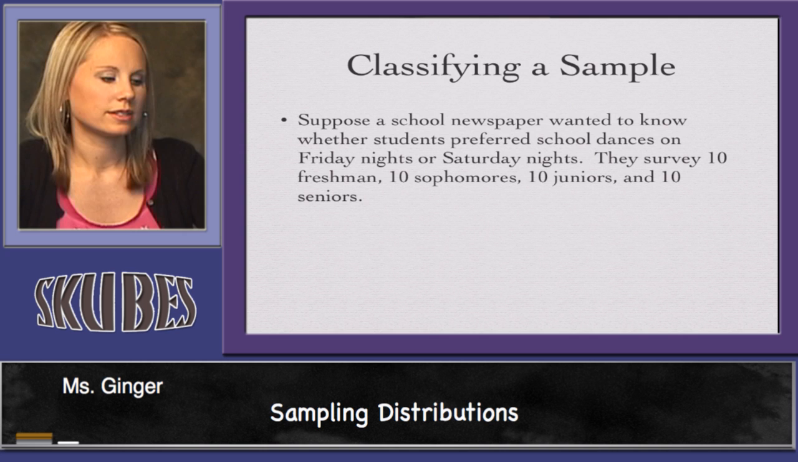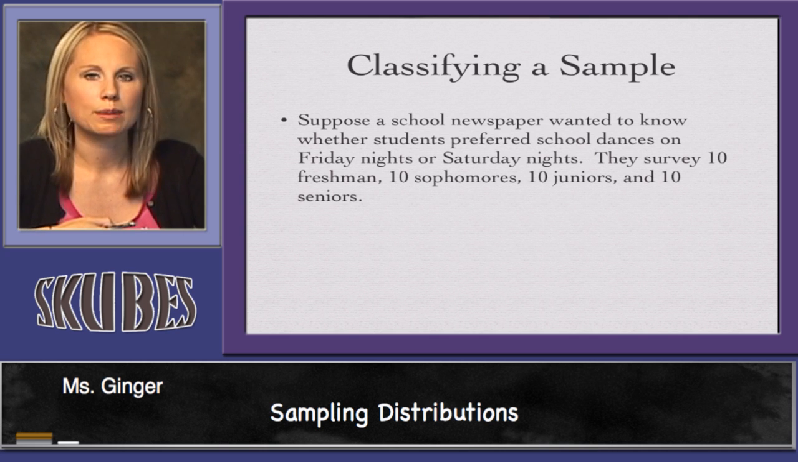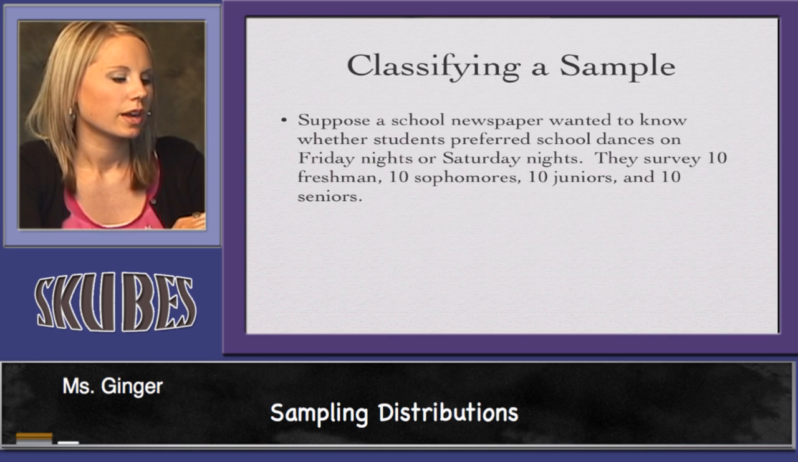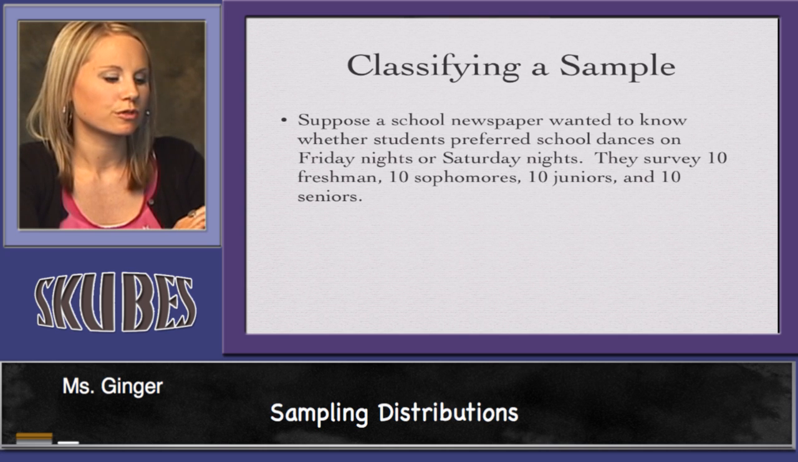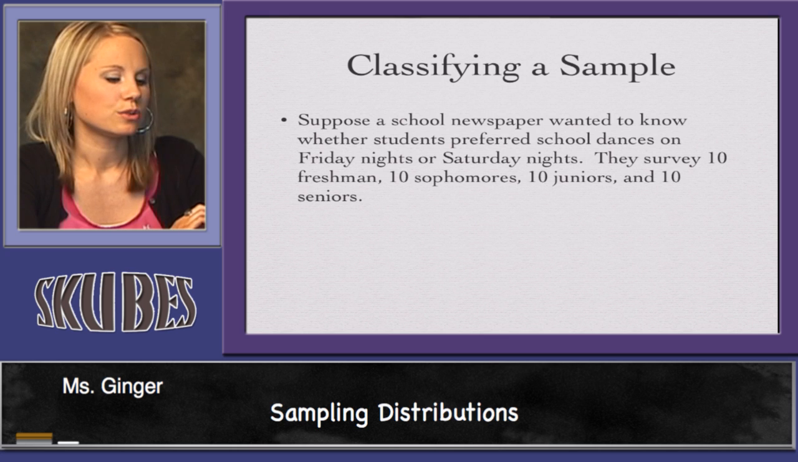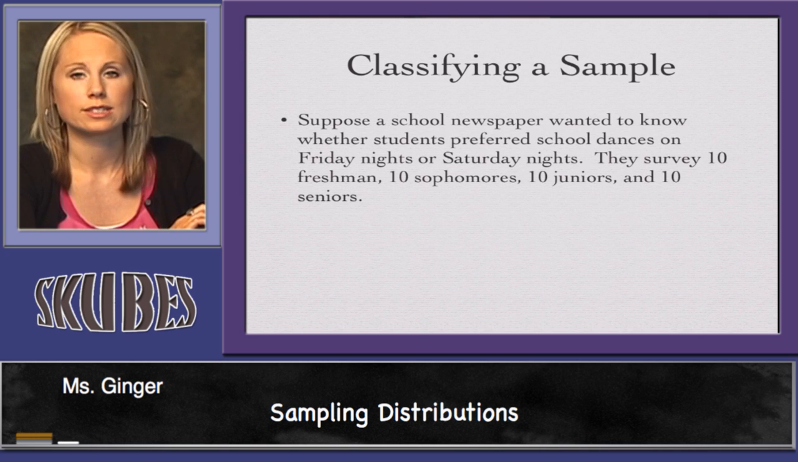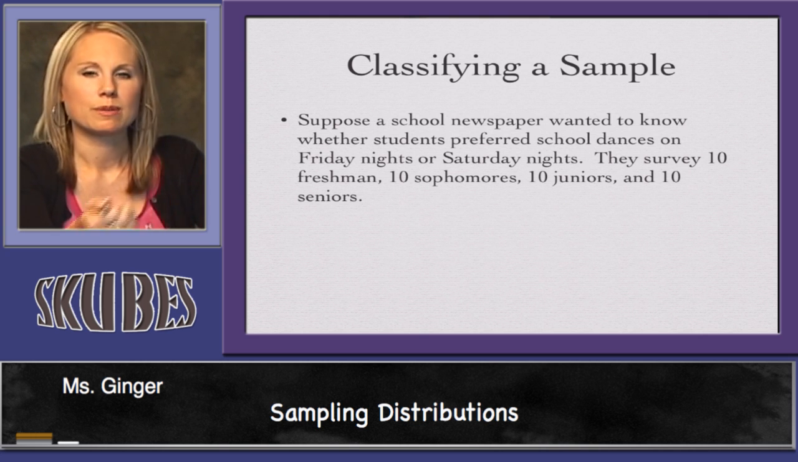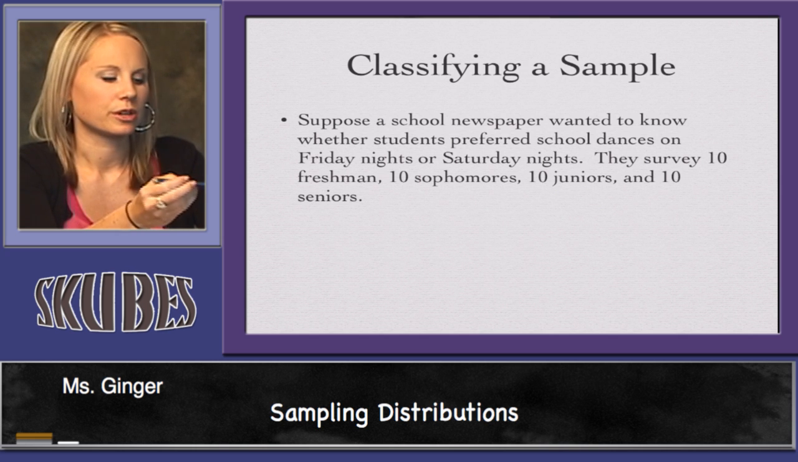All right, so we're going to practice. After seeing all those types, we're going to see if we can classify a sample given a description. So let's take a look at this example. Let's suppose that our school newspaper wants to know whether students prefer school dances on Friday nights or Saturday nights. And to get some results here, they first surveyed 10 freshmen, 10 sophomores, 10 seniors, and 10 juniors. So what type of sample would this be based on all the descriptions that we saw earlier?